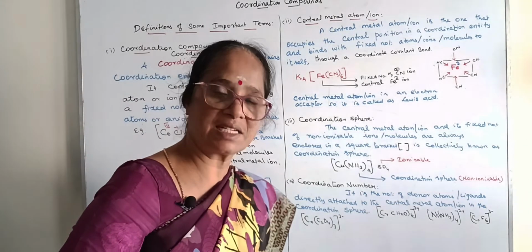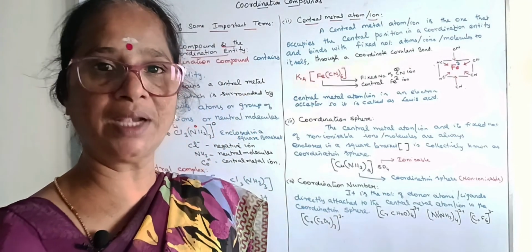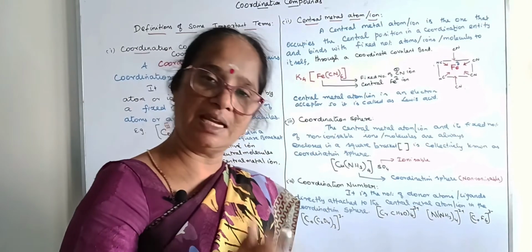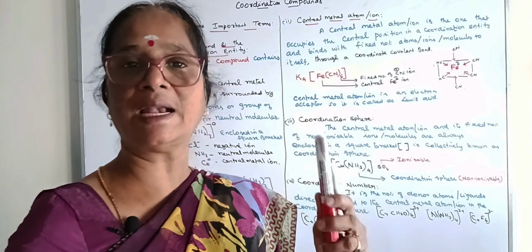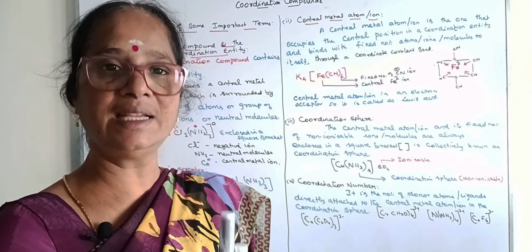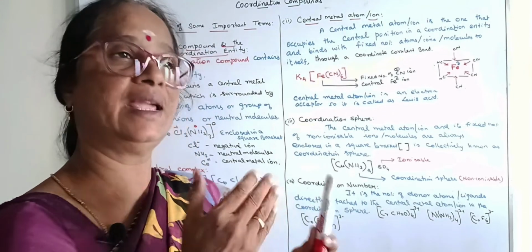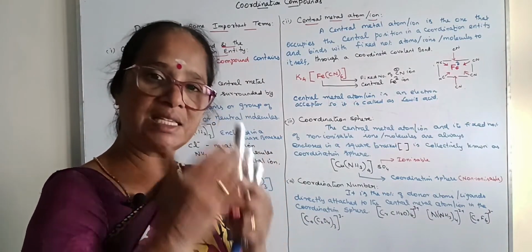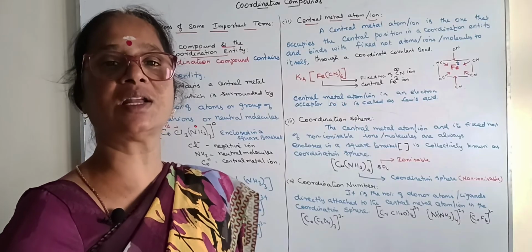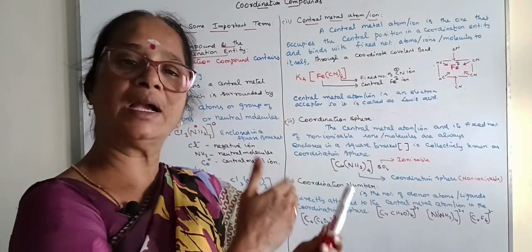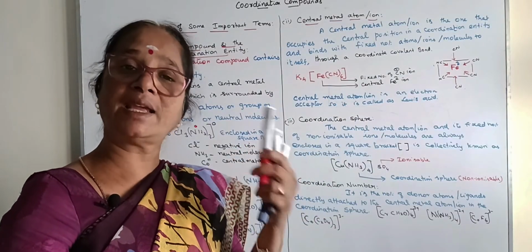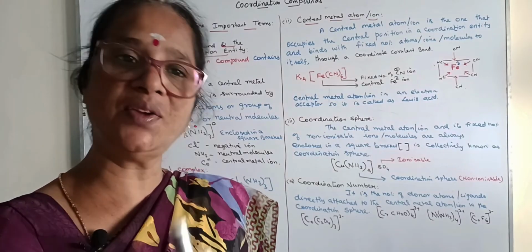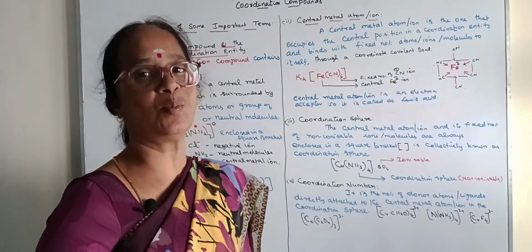So a coordination entity is nothing but the square bracket that encloses the central metal atom or ion and its fixed number of ions or molecules, that means the donor atoms. As a result of the difference in charges of the donor groups and the central metal ion, they can have a charge or even be neutral complexes.